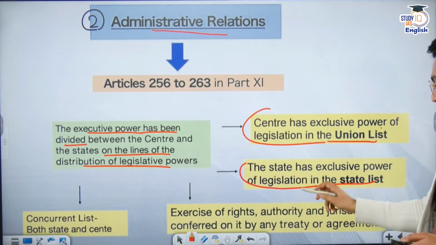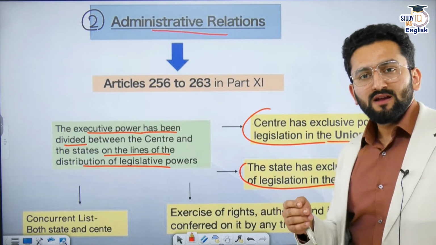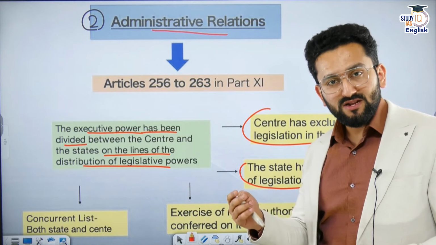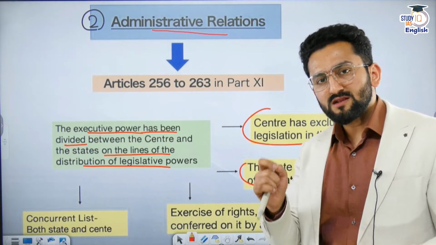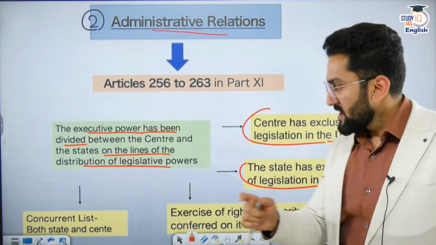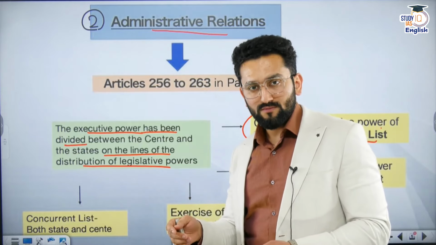The state has exclusive power on the state list, and when it comes to cases like making law for implementing any international treaty or agreement, even if the matter is in the state list, the Centre can make this law. We discussed this in the previous class, right? With respect to the concurrent list, both Centre and state can make law.